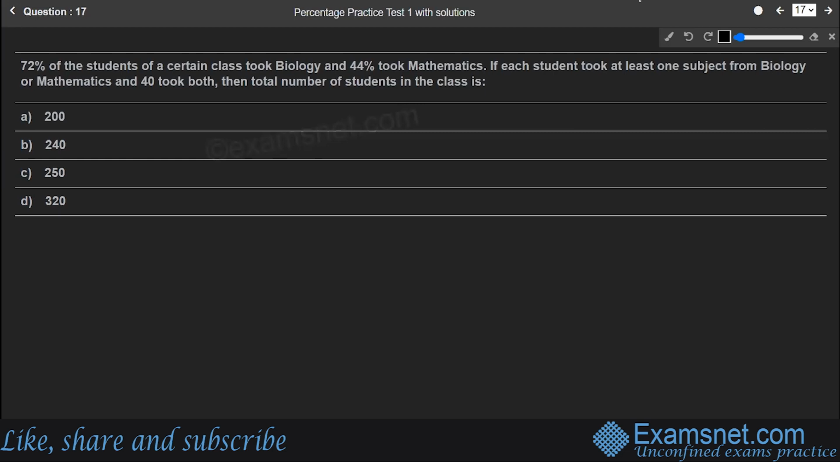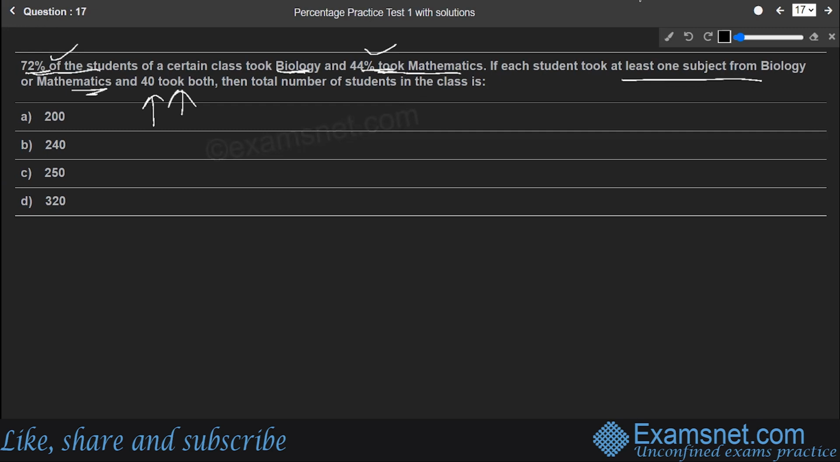Okay, he says 72% of the students of a certain class took biology and 44% took mathematics. If each student took at least one subject from biology or mathematics, then 40 took both. So in this particular question, we have been given data in terms of percentage and also in terms of number. 72% and 44% are the percentage data, and 40 is the number data.